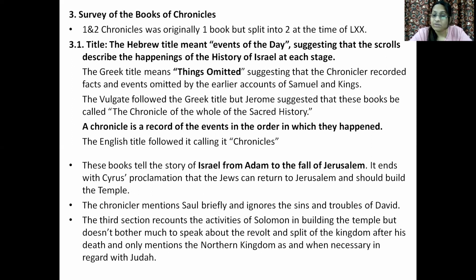He does not talk about all those things, and after that he only mentions the northern kingdom as and when needed. So you have to assume that the split has taken place, and the northern kingdom is ignored. After that he is focused only on Judah. The northern kingdom comes into the scene only as and when it is needed, so he is actually ignoring it most of the time.